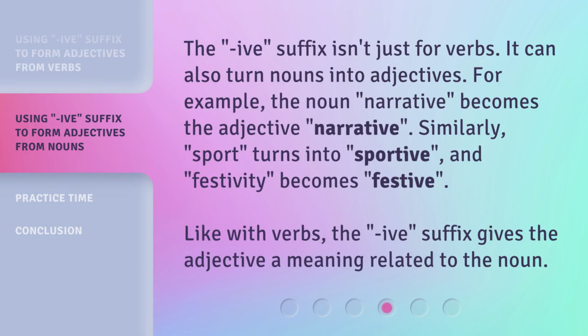The "ive" suffix isn't just for verbs. It can also turn nouns into adjectives. For example, the noun narrative becomes the adjective narrative. Similarly, sport turns into sportive, and festivity becomes festive. Like with verbs, the "ive" suffix gives the adjective a meaning related to the noun.